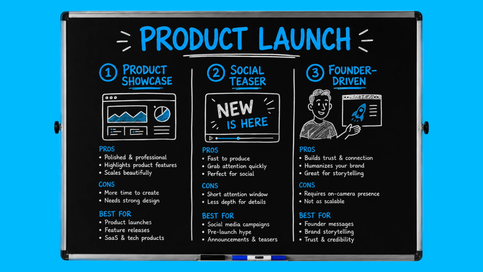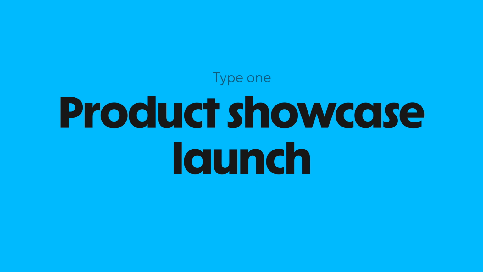Let's just call it, product launch videos are a nightmare. So most teams skip the video launch entirely, or they ship something that's forgettable that nobody watches a second time. But here's the good news. There are exactly 3 types of product launch features that actually work. That's the product showcase launch, the social teaser launch, and the founder-driven launch, which I call the Holy Grail. So let's start with the first one.